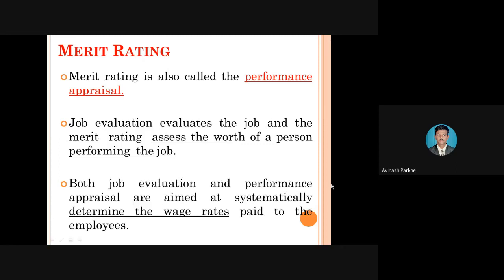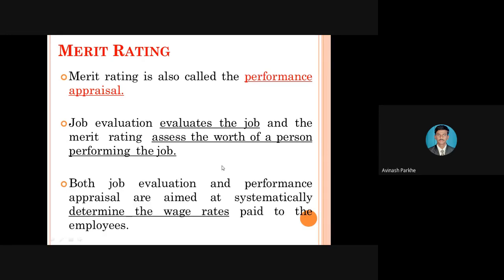This merit rating is also called performance appraisal. Here we have to check the performance of the operators who are working on that particular job. That concept is called merit rating. Job evaluation is related to the evaluation of the job. Therefore, in the second term, I have written: job evaluation evaluates the job, and merit rating assesses the worth of the person who is performing the job.